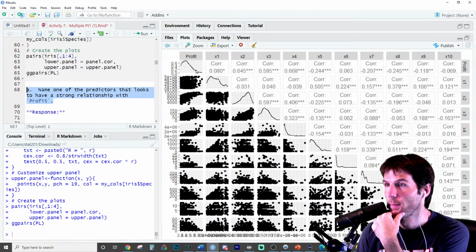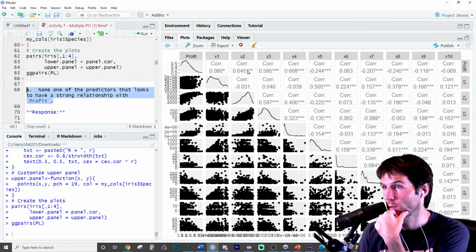Which one of these looks to have a strong relationship with profit? Because we're just looking right here. Here's profit. And then we go to the X's. Profit's right here, actually, because it's this way. So which of these X's look to have a strong? X3, yep. And then you could look at it right here. Here's X3. Does that make sense? Profit and X3. And it looks like it does have a strong relationship.